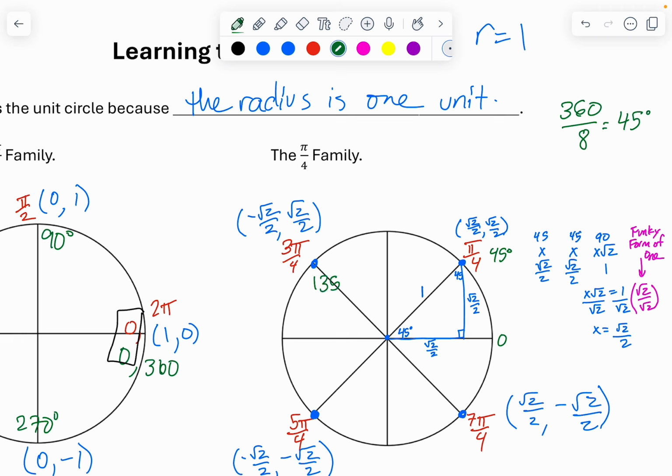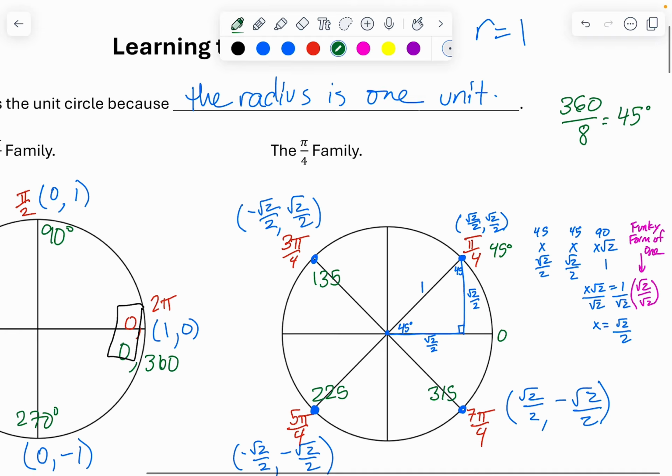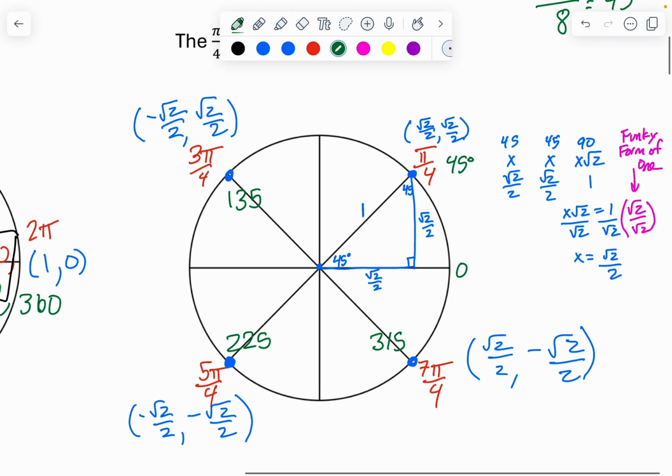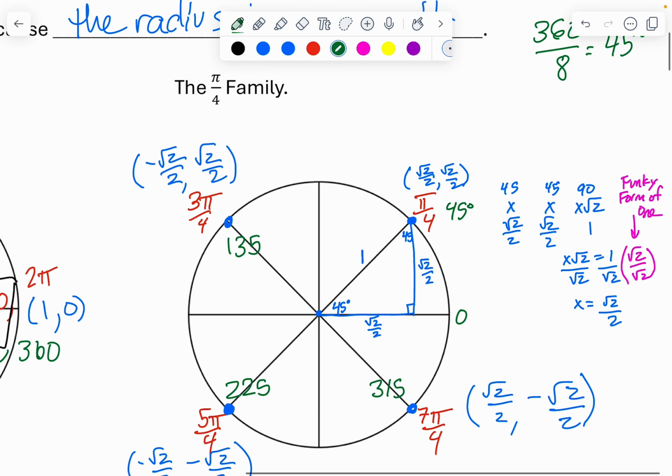Add 45, we're at 180, but we don't need to write that because we already know it. Oh, we do need that. Add 45 to that gives us 225. Add 45, we're at 270, but I don't want to write it down because it's in a different family. Add 45 to 270, and I'm at 315. Add 45, and I'm back to 360. So here are the degree measures, the radian measures, and the coordinates for the pi over 4 family.